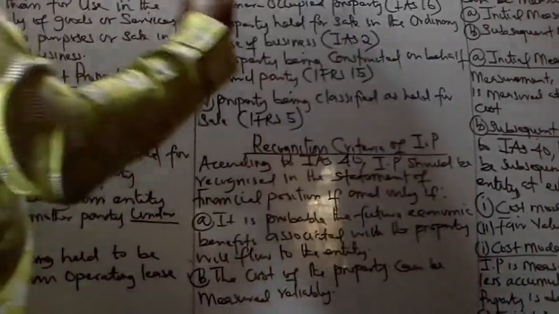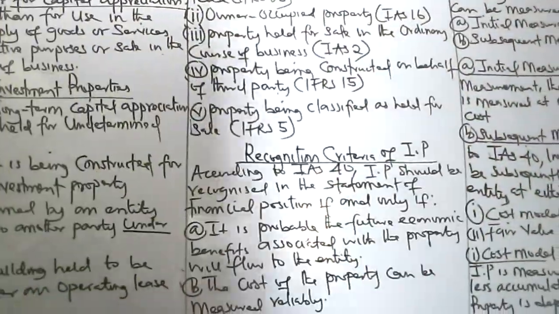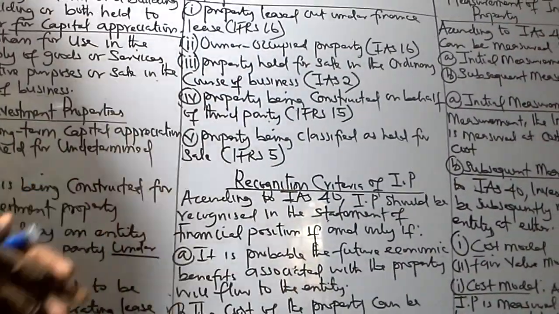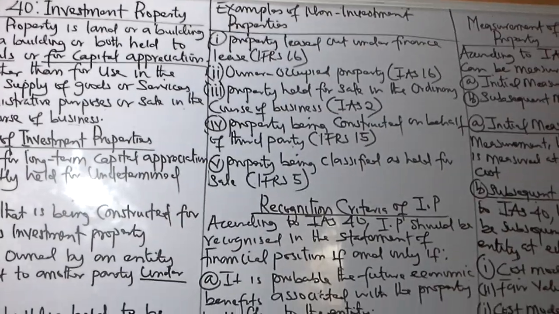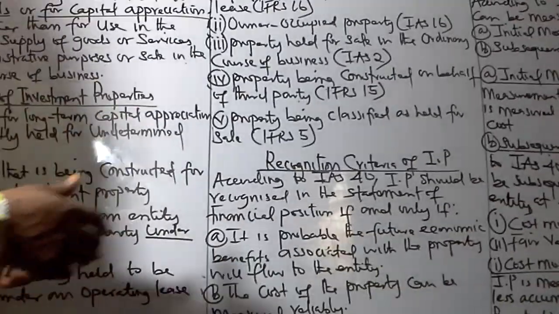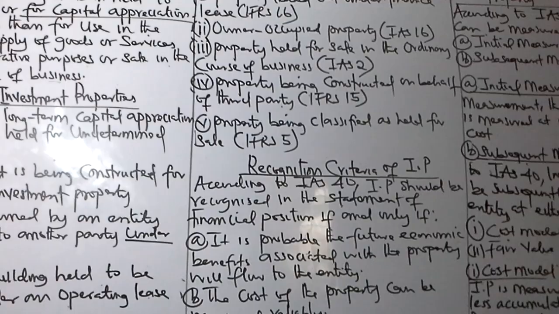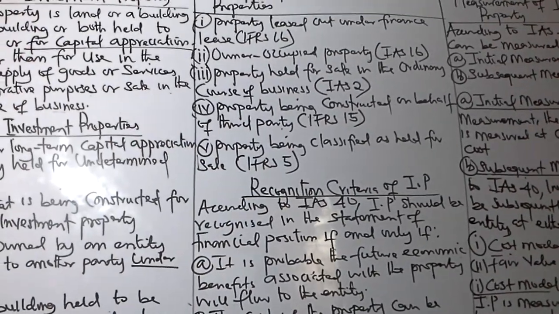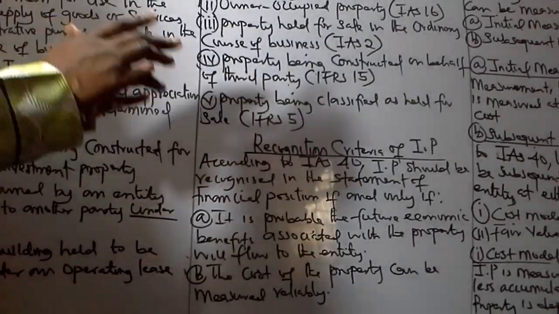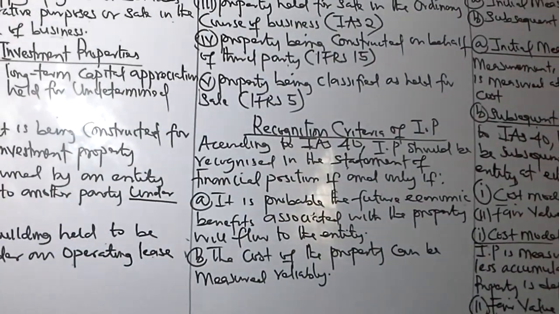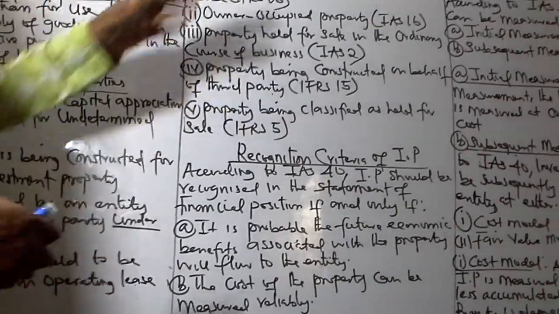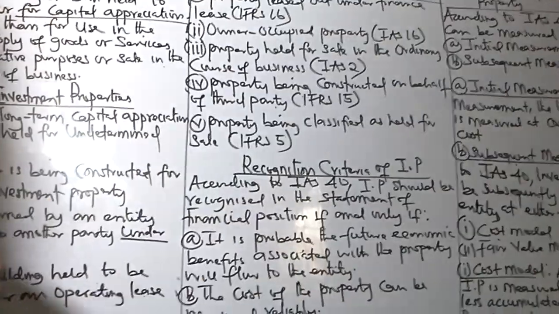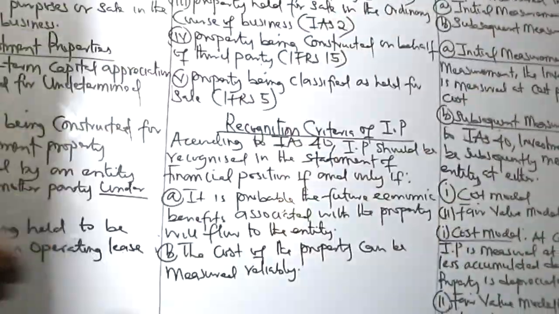The last now, property being classified as held for sale. Now, when an organization decides to classify one of its tangible non-current assets as held for sale, then it should be treated by IFRS 5. Now, you have now learned the meaning of investment property, examples, and non-investment property. Next now, recognition criteria of investment property.